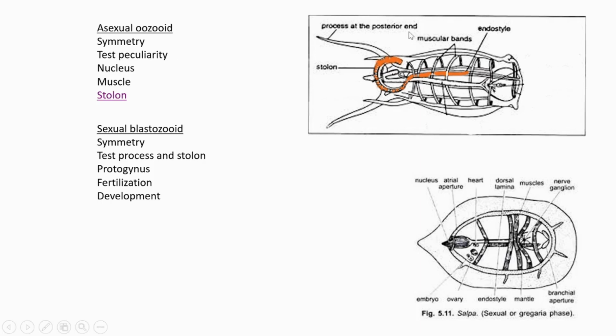Okay. And the muscle bands we can see here. Seven to twenty muscle bands are present in the body, and they do not meet ventrally.